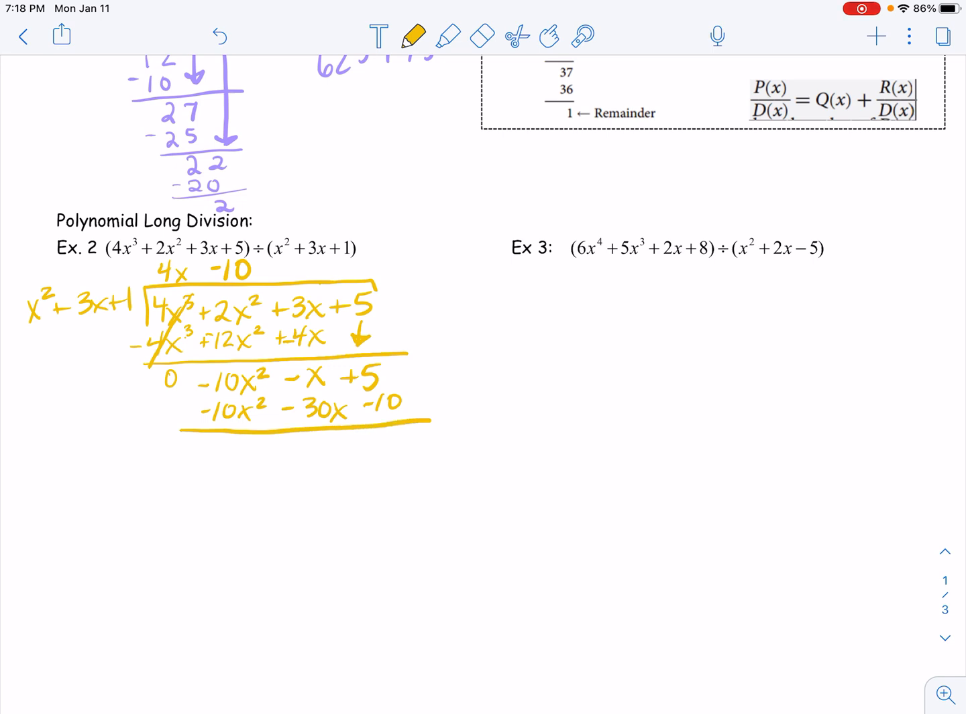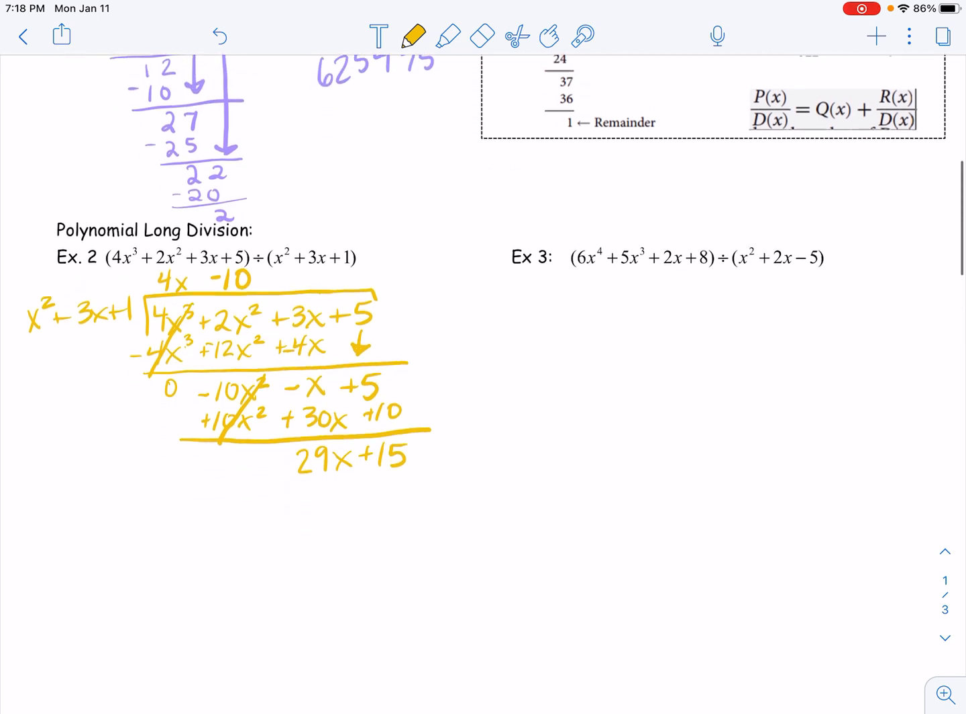Draw the line, change the signs. Always cancel out, making it 0. Now this is going to be 29x and plus 15. And notice my next step would be, how many times does x squared go into 29x? Or can I do 29x divided by x squared? And the answer to that is no, you cannot. Okay, so this is where my answer stops. So my quotient is 4x minus 10. But clearly I have a remainder of 29x plus 15.